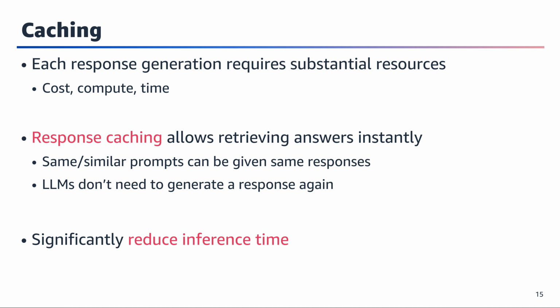Generating responses is resource-intensive, involving substantial costs, compute power, and time. However, by implementing response caching, we can drastically improve efficiency. When users ask similar questions, we can instantly retrieve previously generated responses from our cache, eliminating the need for repeated processing. This not only saves resources, but also significantly reduces inference time, leading to better user experience. Think of it as having a smart memory system that helps us avoid doing the same work twice.